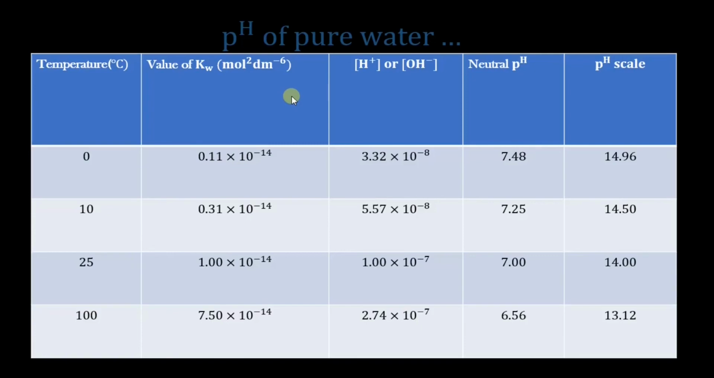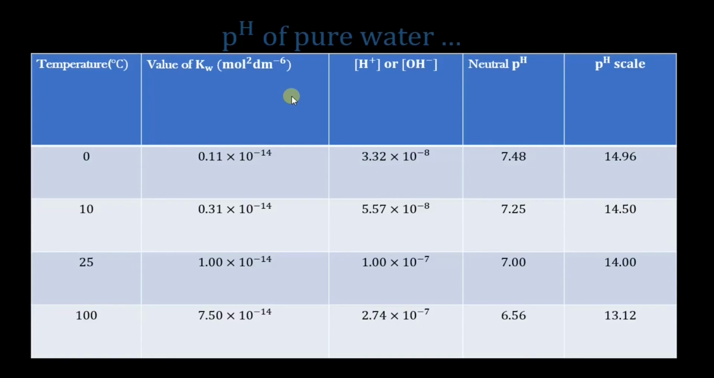Then at 10 degrees Celsius we have 3.1 exponent -15, and the square root of that will be giving us 5.5678 exponent -8, which is roughly 5.57 exponent -8. And if we get the pH, negative logarithm of that answer is going to be 7.25 roughly, giving us a pH scale totaling 14.5. And at 25 degrees Celsius is what we have just finished. You can see the pH scale is maximum at 14.